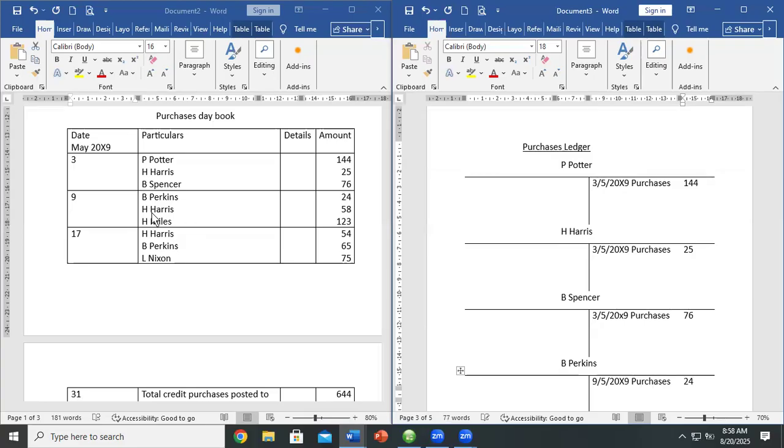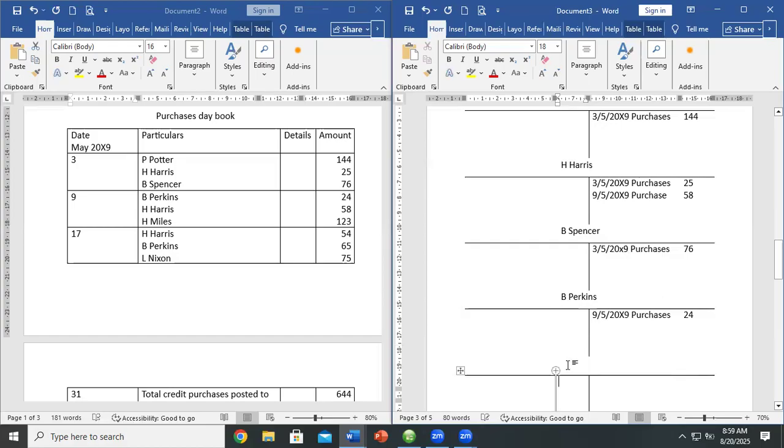Then on that same day we have H Harris. We already have H Harris. So we come to that account and do the entry on the 9th May 20X9. And that is 58. So where you already have the account, you just go into that account and do it. Then we have H Miles. We don't have H Miles, so we go and open the H Miles account.